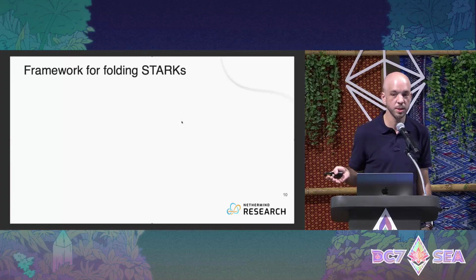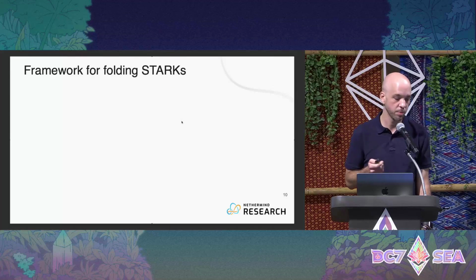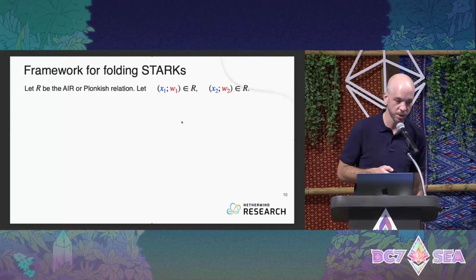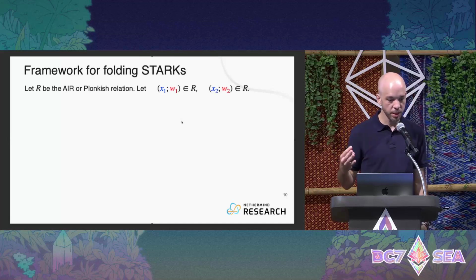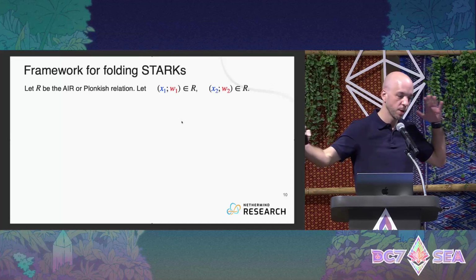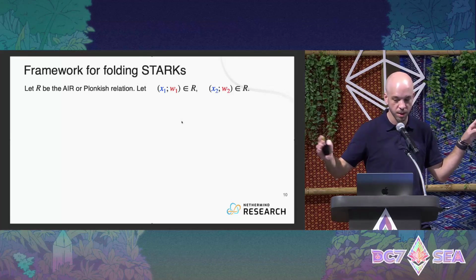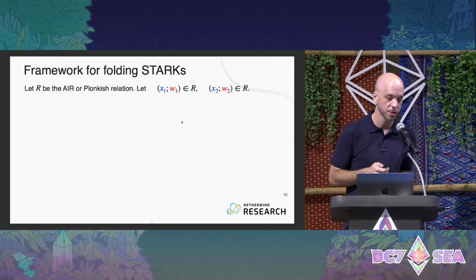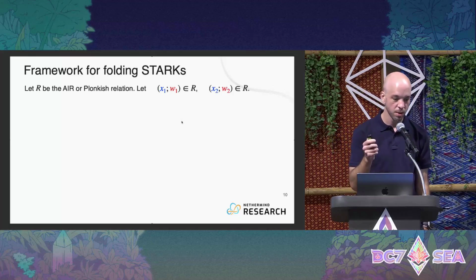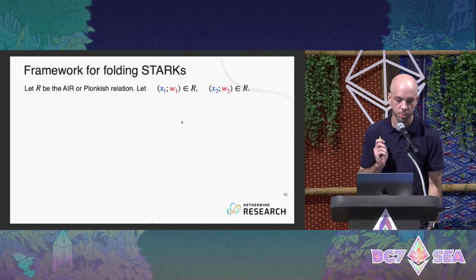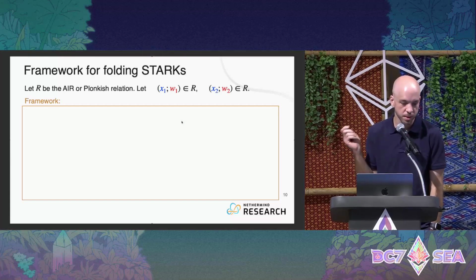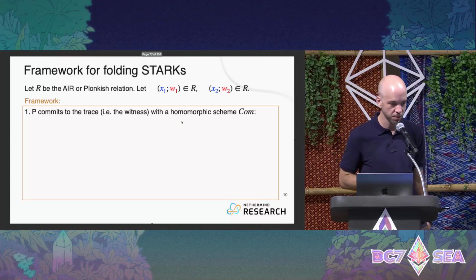A CCS is basically an R1CS constraint, but generalized with more terms. Okay, so here is the general framework of what we could try to do if we want to fold Starks. And afterward, I will talk about actual instantiations. So let's say we have two instance witness pairs, two heirs. The framework is as follows.